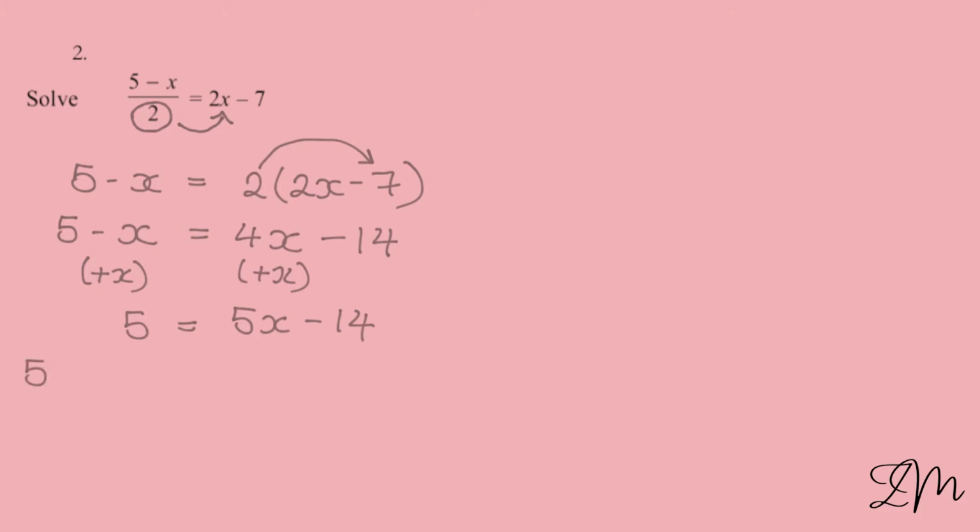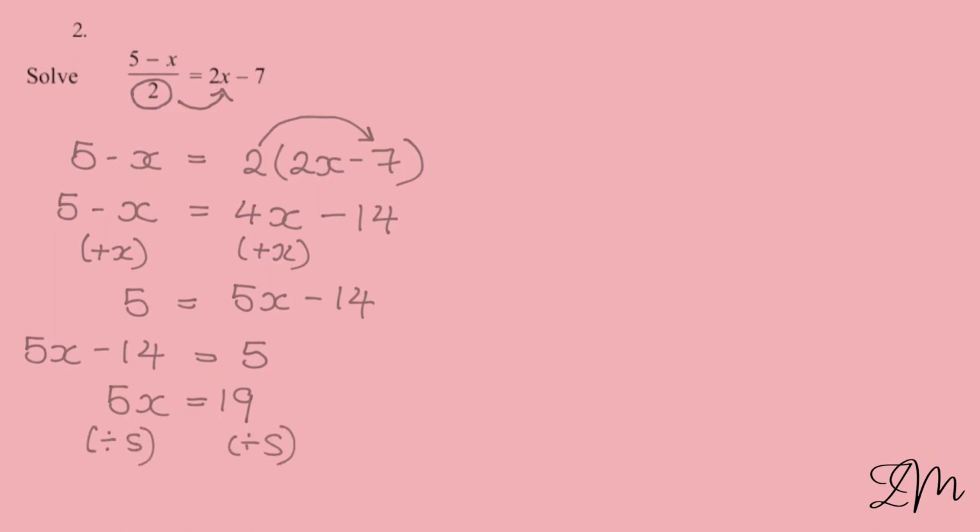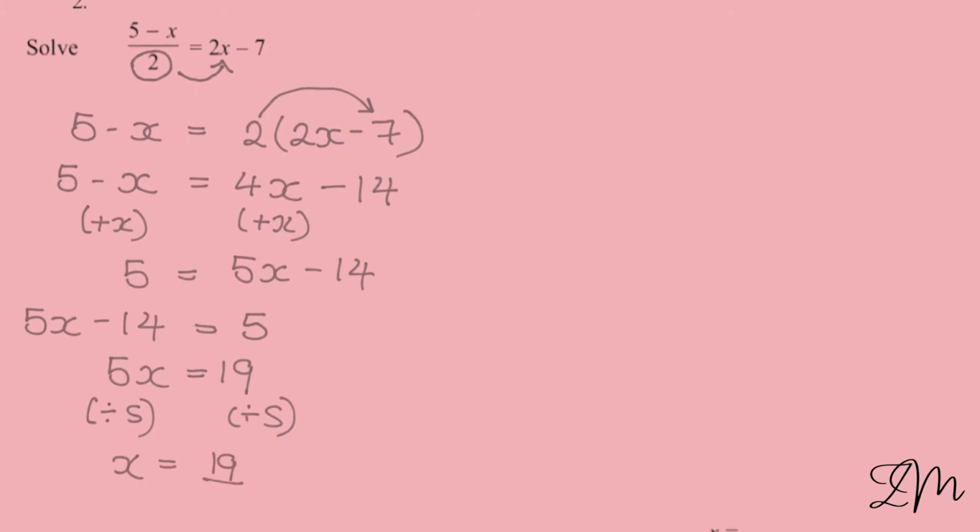Now what I tend to do is then rewrite that the other way round, just because we're used to seeing the x's on the left hand side. And then we've got 5 plus 14, that gives us 19. So 5x equals 19. Divide both sides by 5. And you've got x equals 19 over 5. And you can just leave it like that.